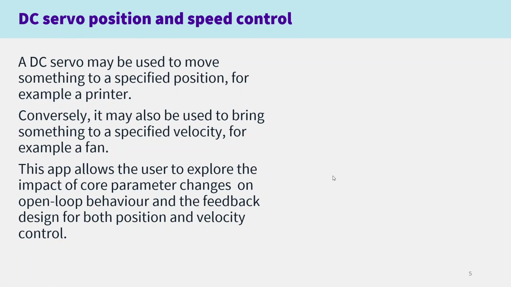First app then, DC servo position and speed control. So a DC servo may be used to move something to a specified position, for example a printer. Conversely, it may also be used to bring something to a specified velocity, and an example there could be a fan. This app allows the user to explore the impact of core parameter changes on the open loop behavior of the servo and the feedback design for both position and velocity control.